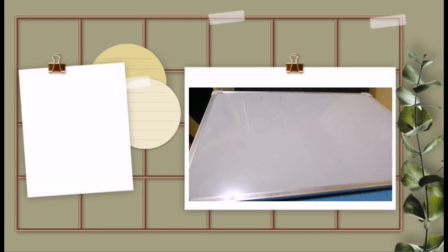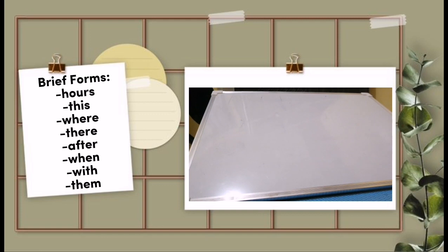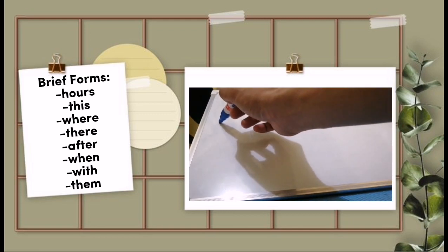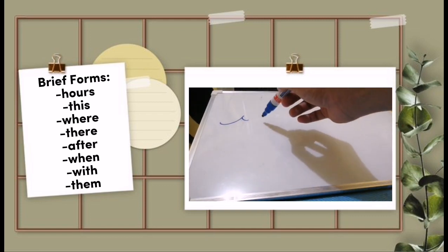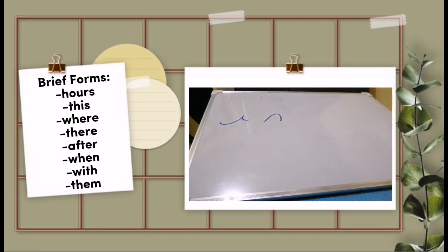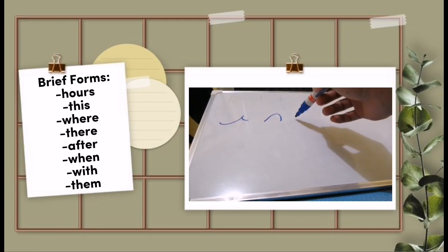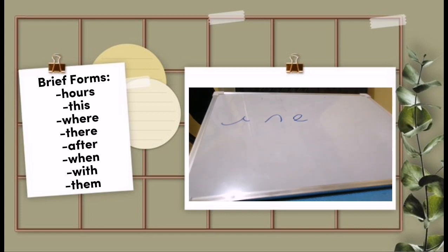And for our brief forms for lesson 41, we have the word hours. And this is how we write the word hours. Next one, we have the word this. That's how you write the word this. Next, we have the word where. It's like a letter E. Next, we have the word there.